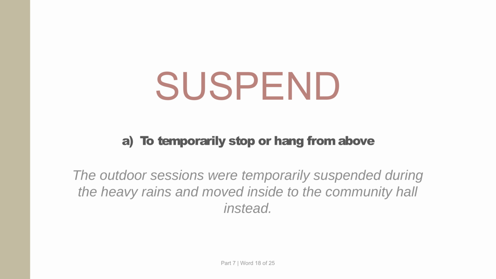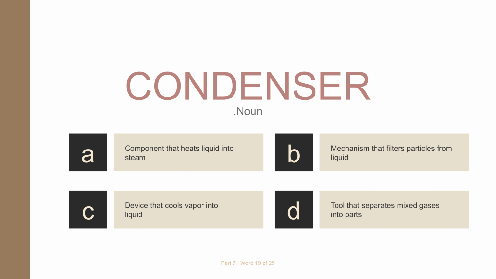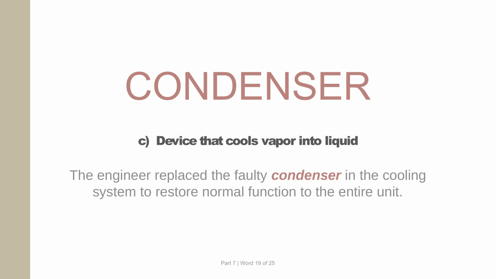Example: the outdoor sessions were temporarily suspended during the heavy rains and moved inside to the community hall instead. Question 19. What is the meaning of condenser? Option A: component that heats liquid into steam. Option B: mechanism that filters particles from liquid. Option C: device that cools vapor into liquid. Option D: tool that separates mixed gases into parts. Correct answer: Option C. The correct meaning of condenser is device that cools vapor into liquid.